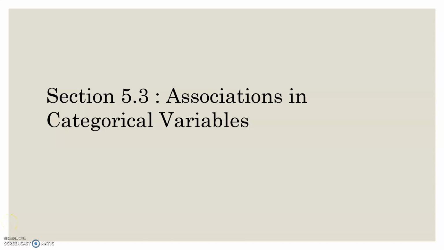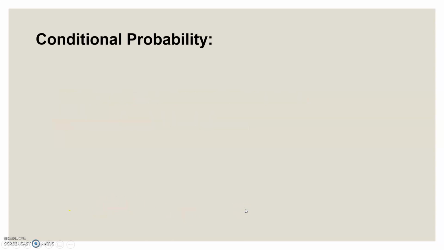Hello students, so today we're going to be talking about categorical variables and the association between them. More specifically, we're going to be looking at two different types of events. The first one we're looking at are conditional probability events.